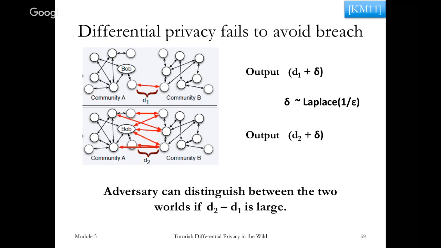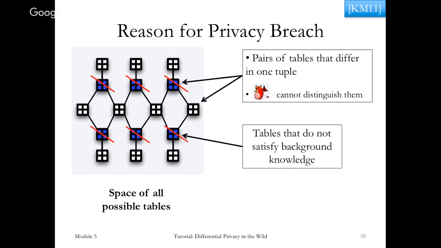So what's happening here is that the records in a data set have correlations between each other, and the presence or absence of a record can affect the presence or absence of other records in the data set.